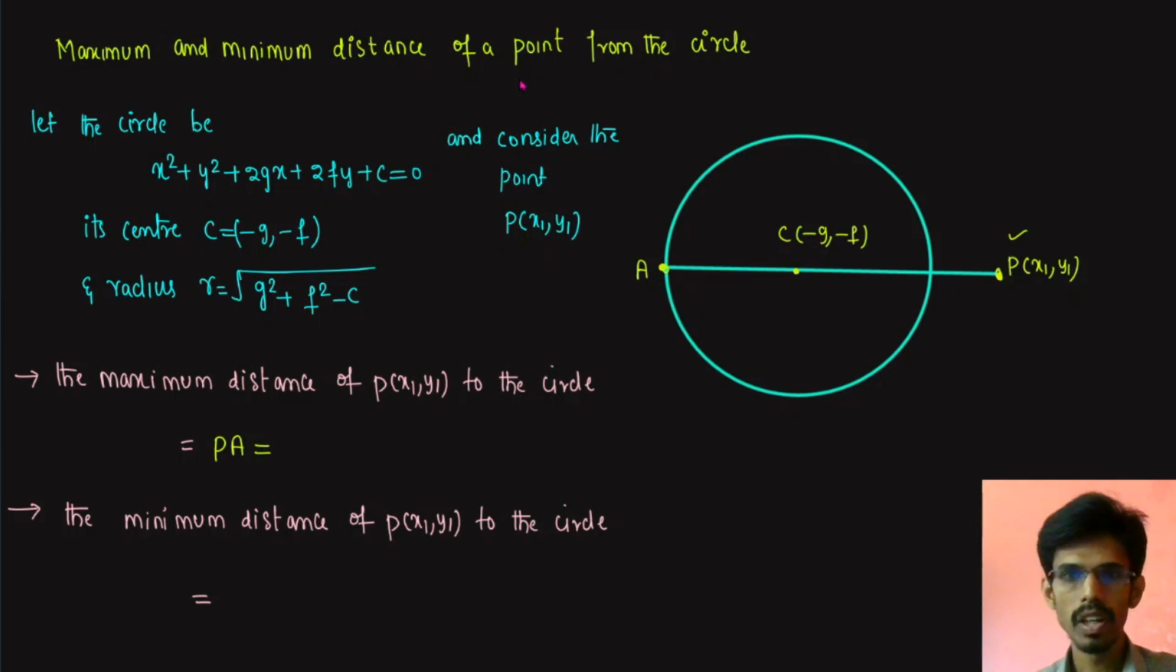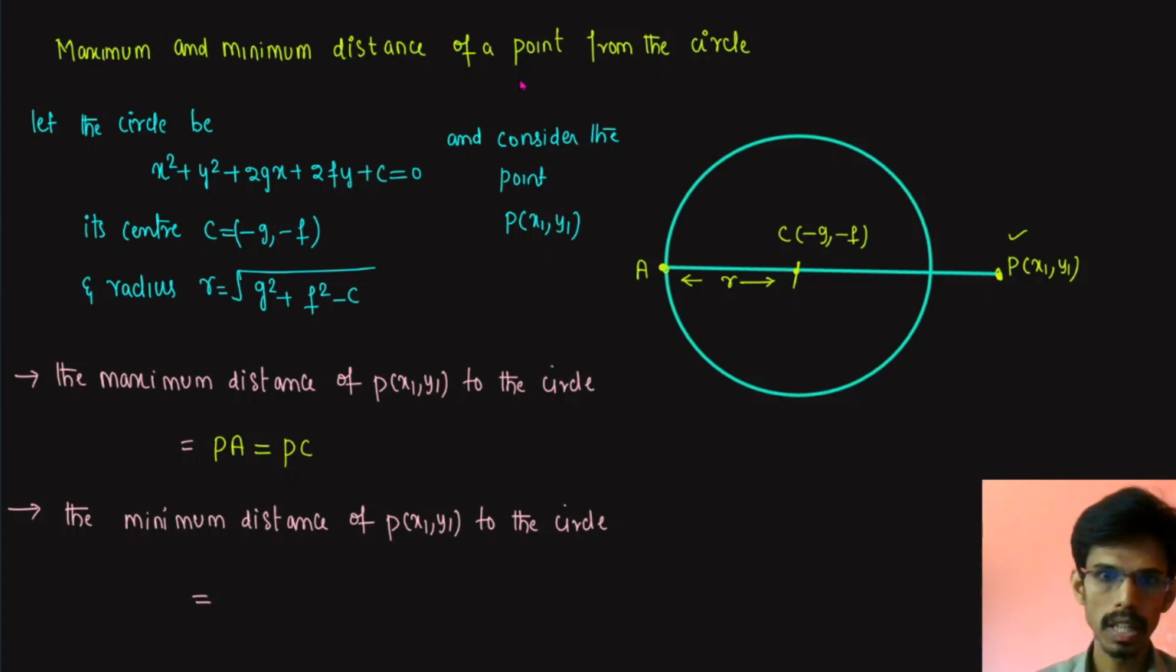Now if I want the maximum distance in terms of center and radius, I can split this distance PA into these two parts. P up to here will be PC, and from center to A will be the radius. So PA can be taken as PC, the distance from point P to center, plus the radius. This will be the maximum distance of any point to the circle. Remember this, PC plus R will be the maximum distance of this point from this circle.